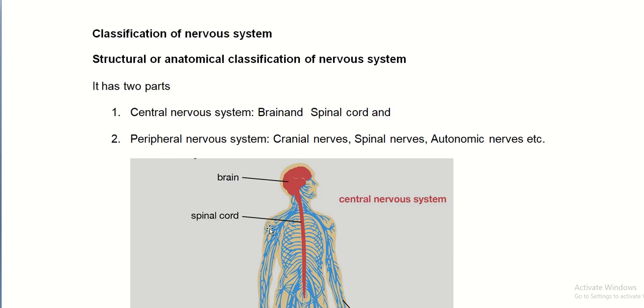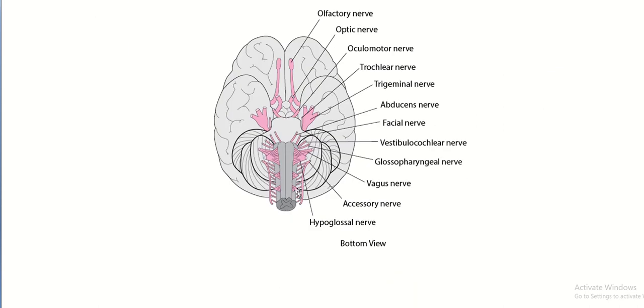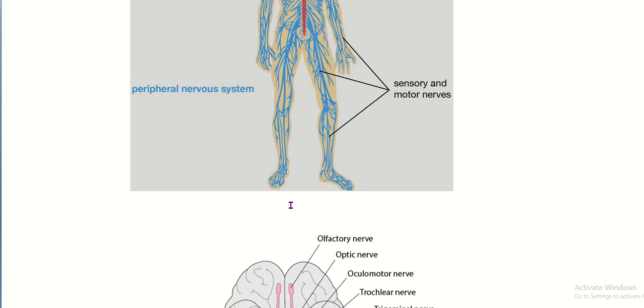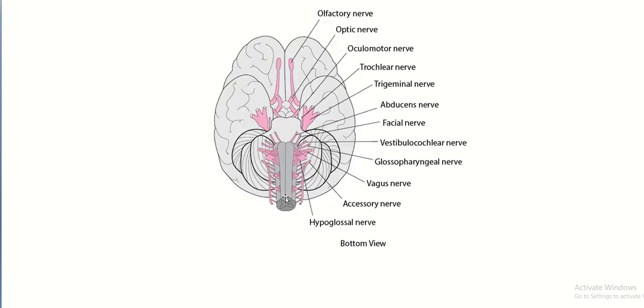Now, the classification of the nervous system. Structurally or anatomically, the nervous system has two types: the central nervous system, the brain and spinal cord; and the peripheral nervous system, the cranial nerves, spinal nerves, and some autonomic nerves. This is the location of the cranial nerves. This is the location of the spinal nerves.